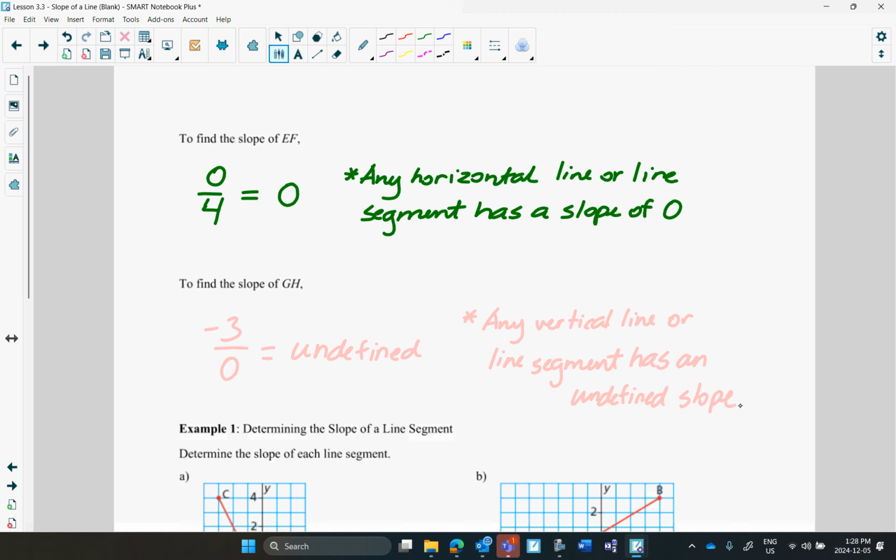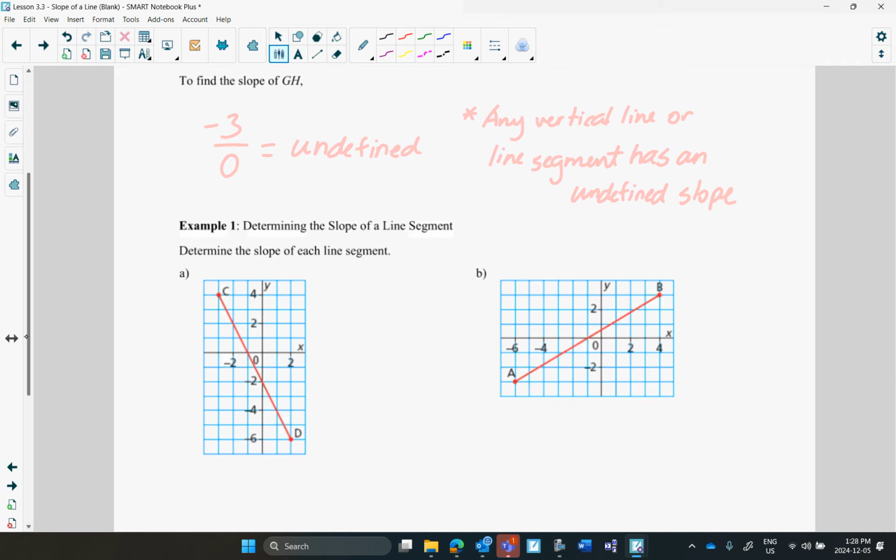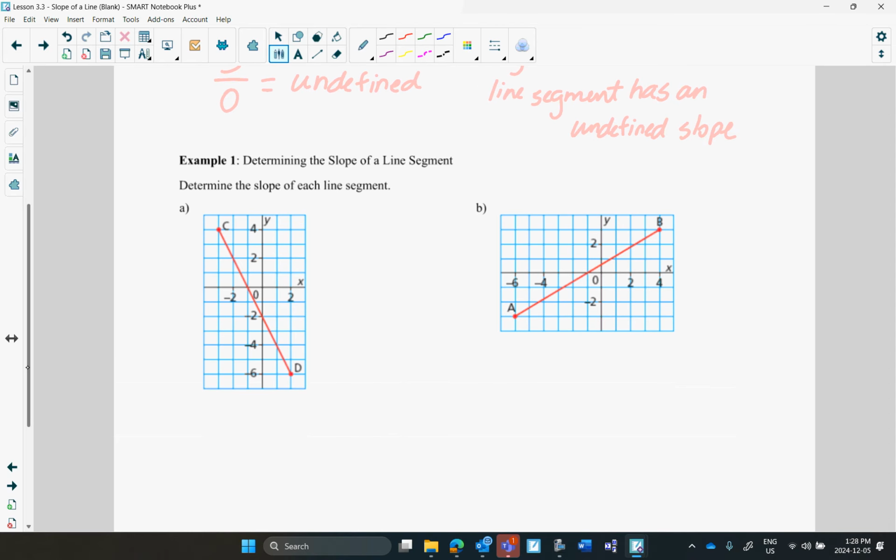So a couple things to keep in mind. If it's horizontal, the slope is 0. If it's vertical, it's undefined. It's pretty straightforward. So let's look at these two.